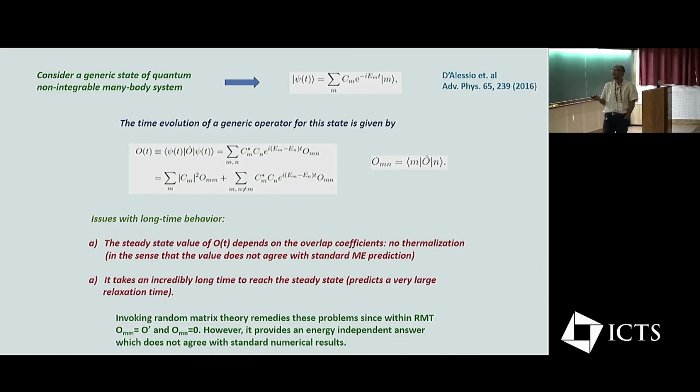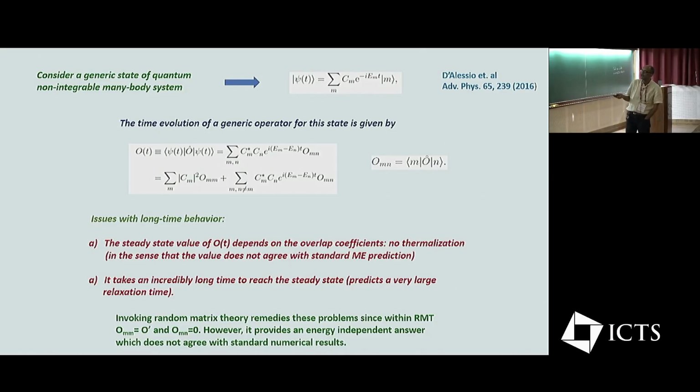The second problem is that you can ask how long is this time? Within this picture, it should take an incredibly long time to reach this steady state, because you can neglect this term only when this time is large enough compared to the inverse of this spacing. And this spacing in the middle of the spectrum is quite small. It's exponentially small in system size, and therefore this time is exponentially large in system size. And that's not what you typically see in an experiment. Relaxation times are typically order 1 timescales.